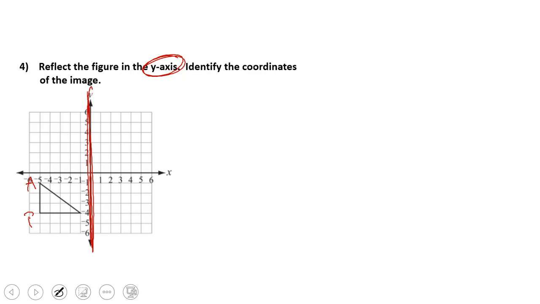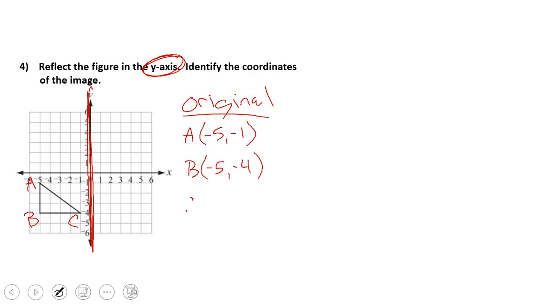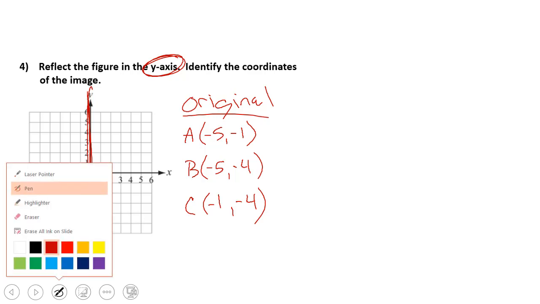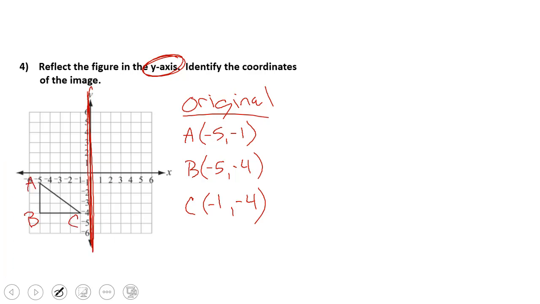Let's write down our original points once again. So our original, yes, all your stuff is down, and you're saying them with me as I write them down when you look. A is -5, -1. B, -5, -4. C, -1, -4. So there's all of our original locations. And so we're going to now reflect over the y-axis. So now I'm going to move every point in the same line, exactly opposite, and the same distance from the line of reflection.